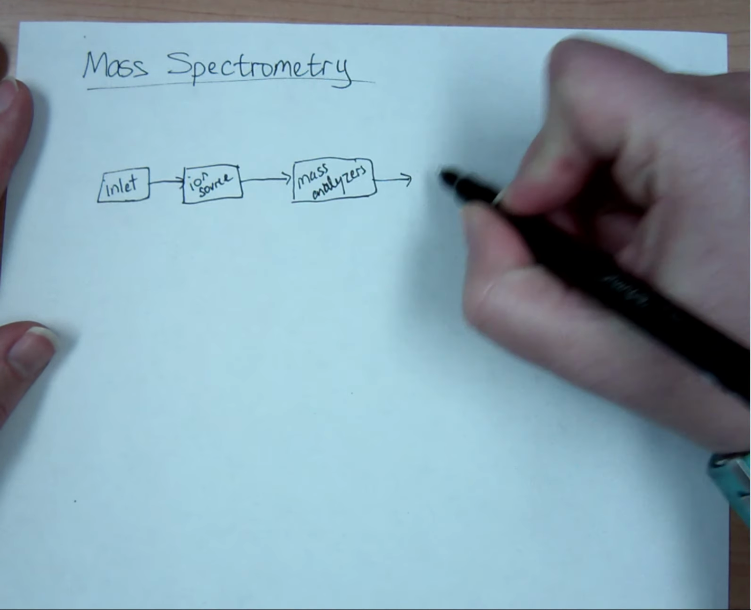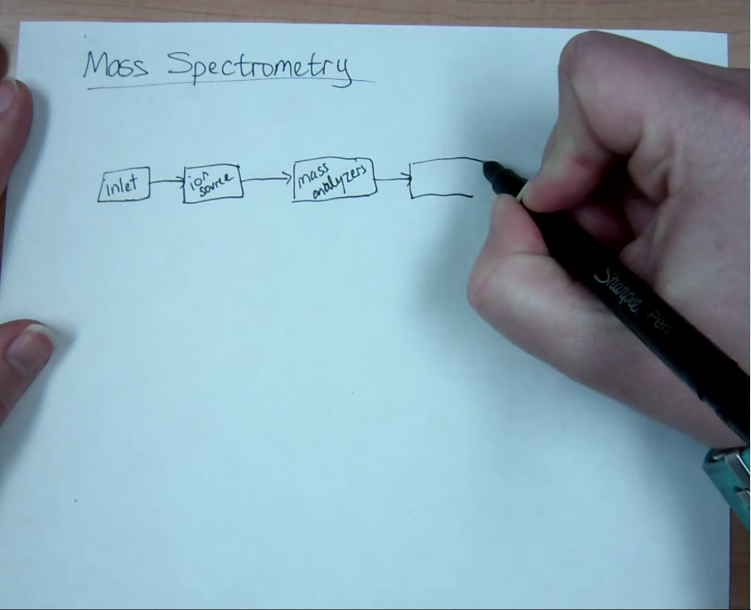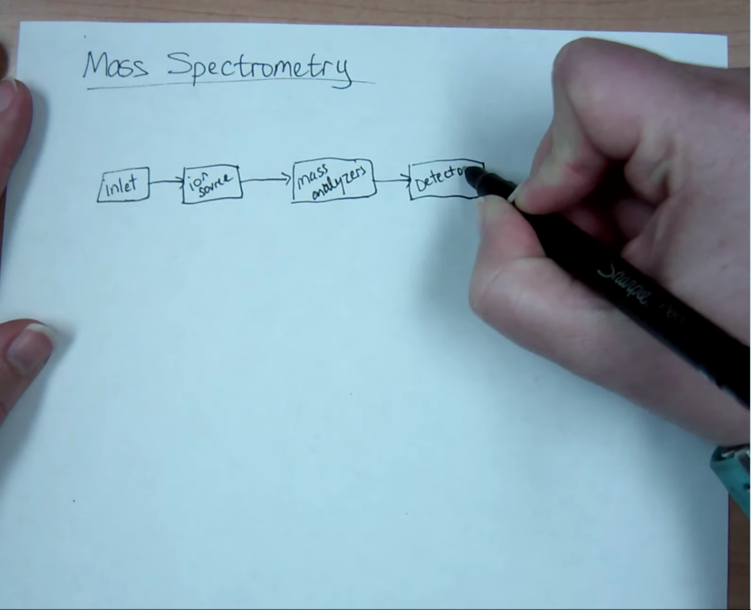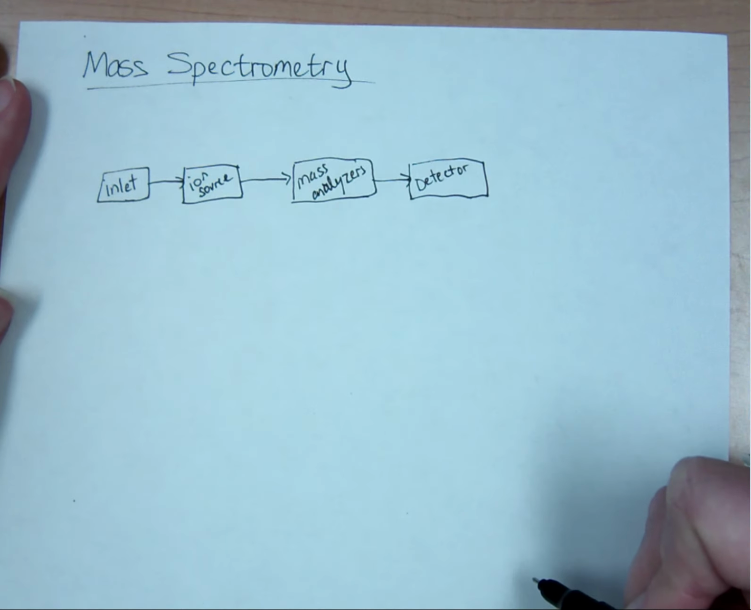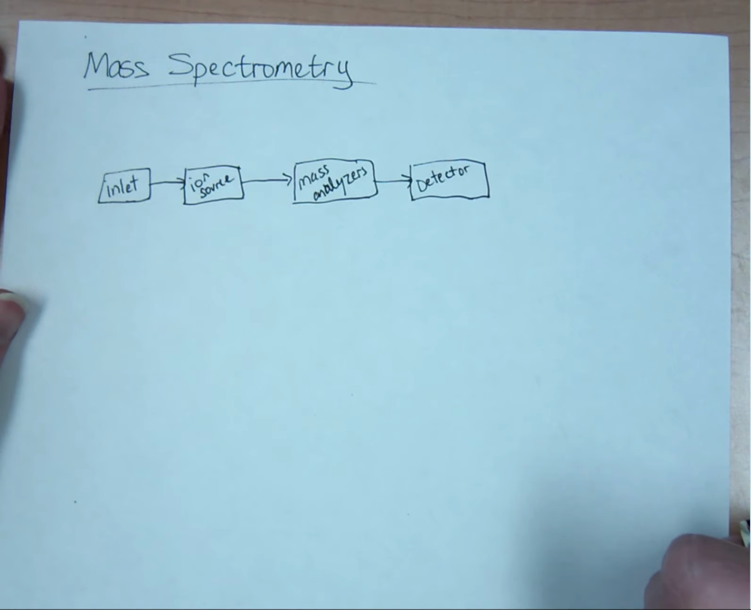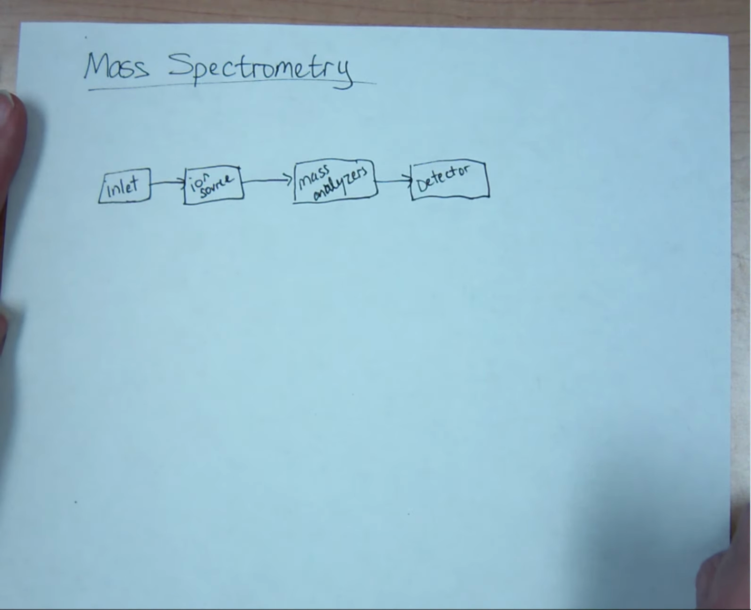From the mass analyzer, we're going to go to some kind of a detector. Now, much like the inlet and the ion source can be sometimes merged, mass analyzers and detectors are sometimes one and the same as well, where the method of separation of the ions and detection of the ions happens at the same piece of instrumentation. And we'll look at an example of that with the time of flight mass analyzer a little bit later.